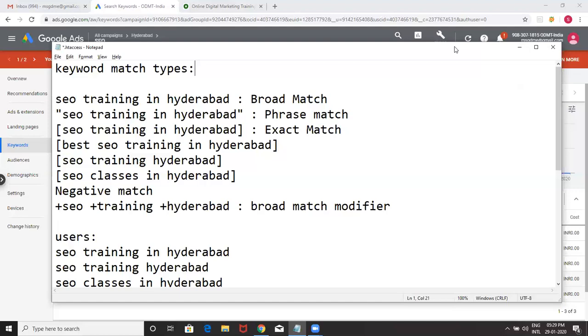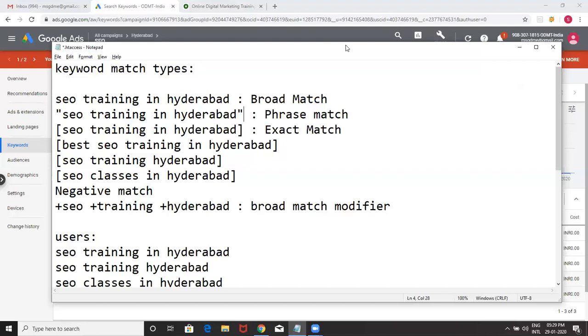For example, for a phrase match, if the user is searching SEO classes in Hyderabad, would it show the ad? No, you have to add it. You have to add it here. It will not come anyway. The training is there, classes is there, but it will not come anyway. You have to add one more word: training and classes in Hyderabad.